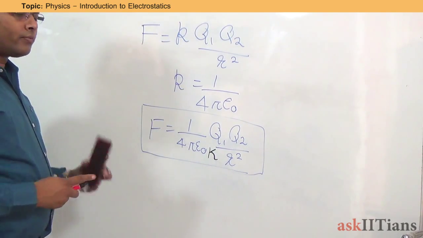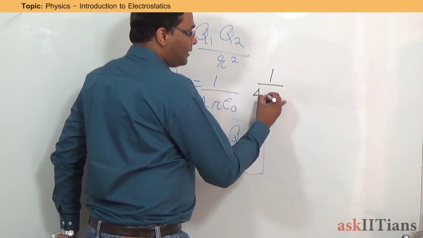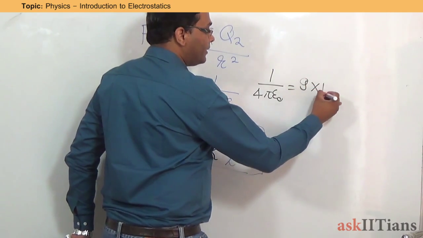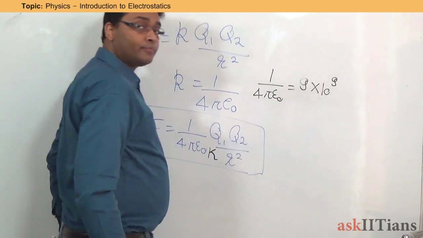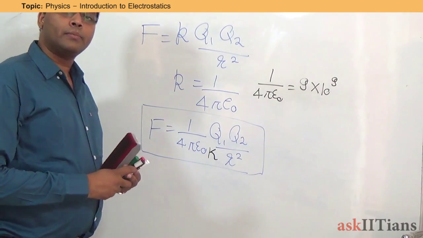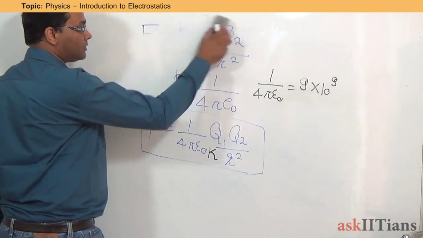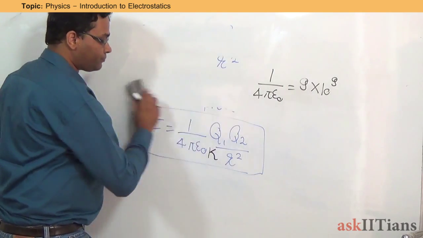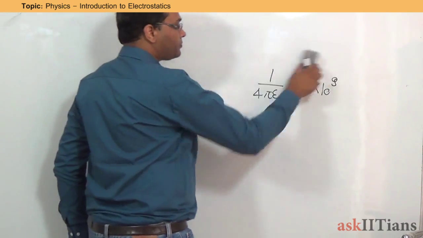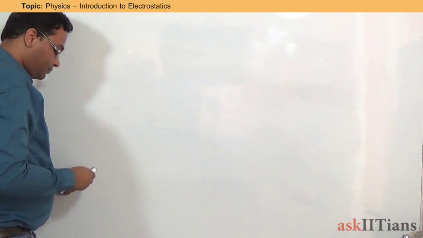Now what is the value of this? Let me also write it down. 1 over 4 pi epsilon naught has a value of 9 into 10 raised to the power 9. So from here itself you can find out the value of epsilon naught. So this is the expression of force that we have come up to. Now let's go further and try to associate other properties.